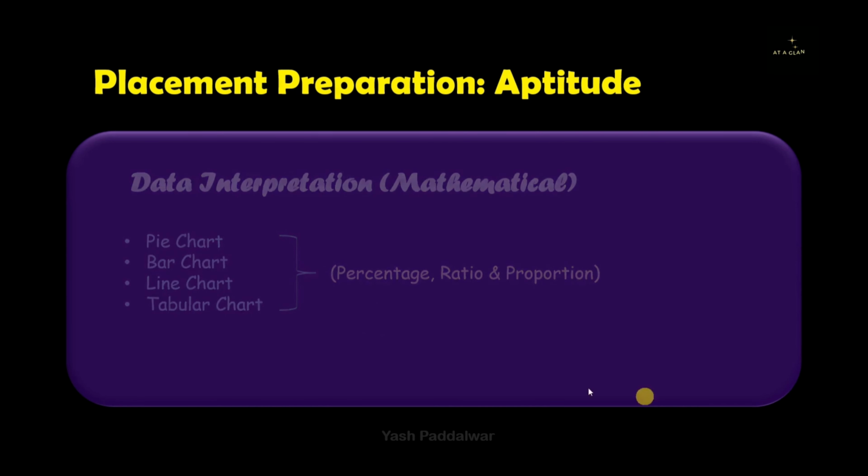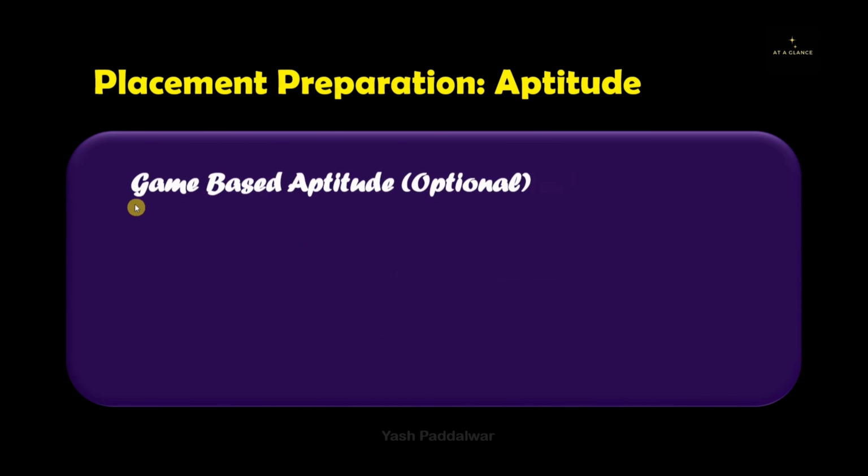So I hope this section is clear. Now let's move on to the next section, which is game-based aptitude. As I already said, only a few companies follow this particular section, and they will provide you the requirements in the description. So if they mention this particular topic, then only you should do all the sections present inside it. So the first topic is equation puzzle.